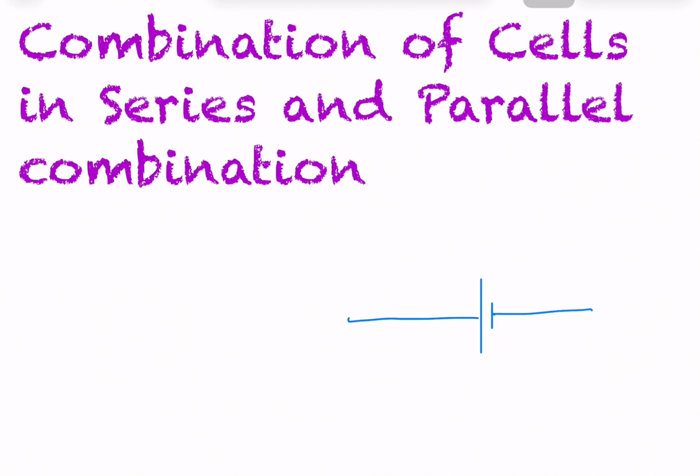Take a cell of EMF E, and the cell drives a current in the external circuit. It is found that no work is done when the current passes through the copper wire, because copper wire has very low resistance. It doesn't offer any resistance to the flow of the current. Hence the cell need not spend any energy to drive the charges through the copper wire.